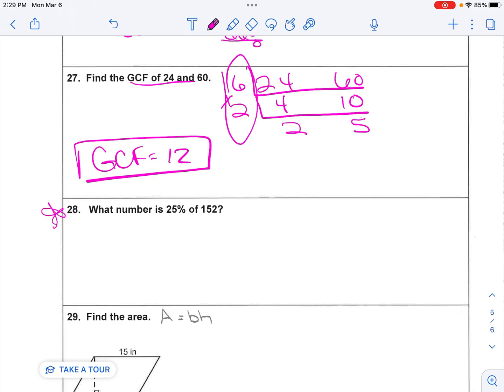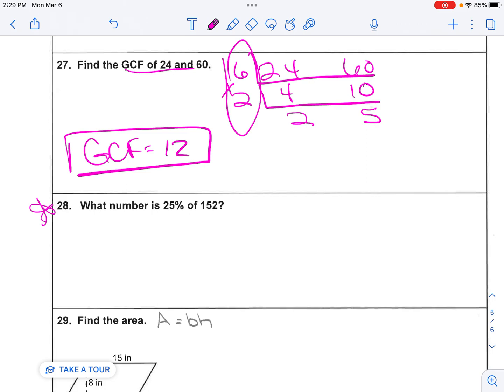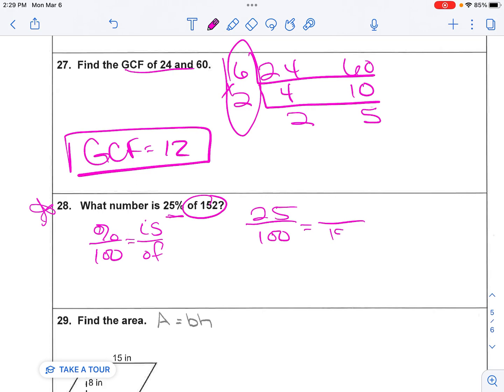Number 28 is from last chapter, 25% of 152. Remember, percents go over 100, is over of. So it says of 152, so 152 will go on the bottom. I don't know my is, so my is will go on top. Okay, I'm going to erase that so I've got some room to work.